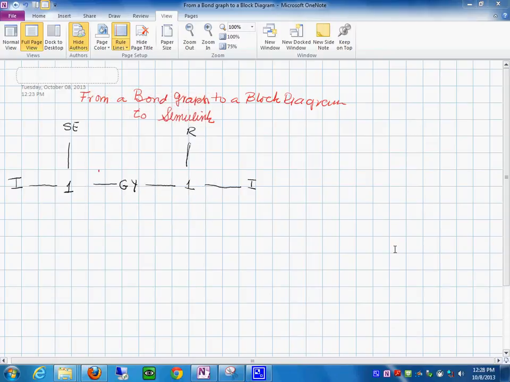Okay, today we are going to see an interesting topic. We start with the bond graph model, and we want to see how a block diagram is produced from the bond graph, and also, once you have that, how you go to SIMULINK. This is the question here.